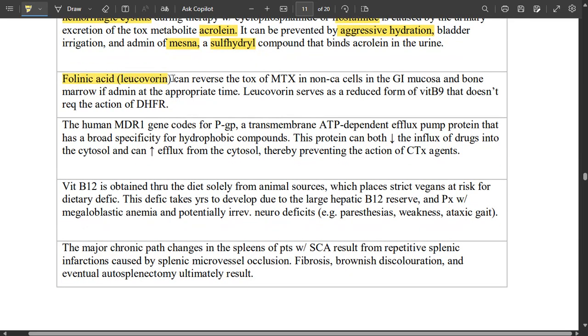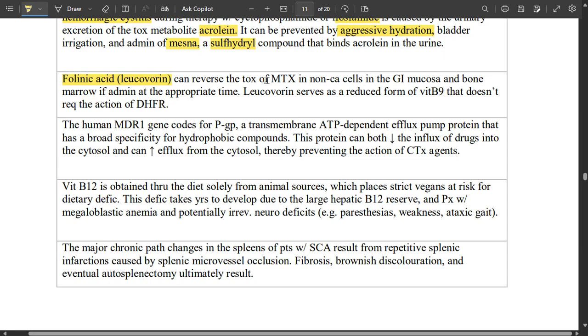Now, the next point is about leucovorin, which is a folinic acid. Leucovorin is actually a brand name. Folinic acid can reverse the toxic effect of methotrexate in non-cancer cells in the GI mucosa and bone marrow if administered at the appropriate time. So folinic acid is given to reverse the toxicity of methotrexate.